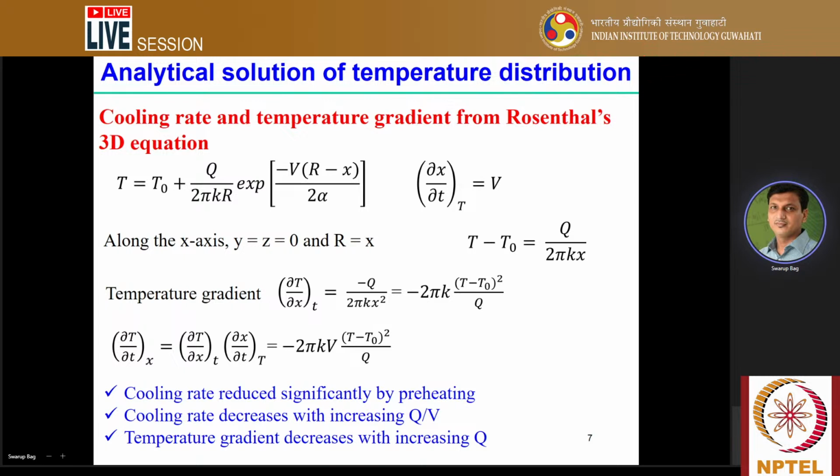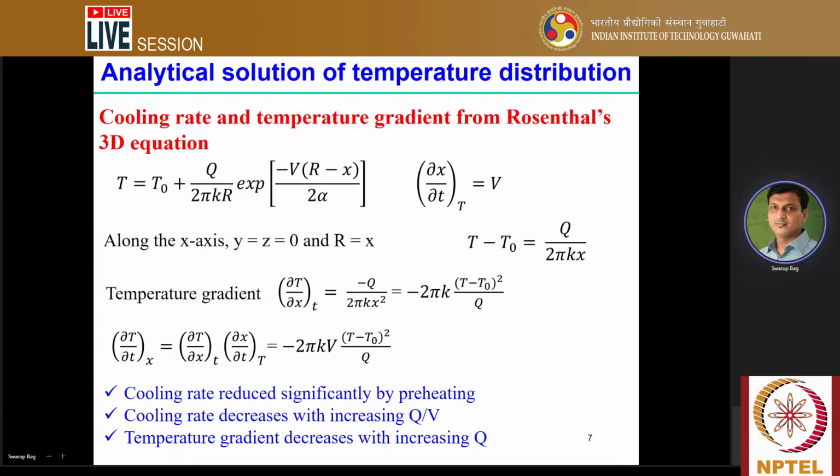So by modulating the T0 value, we can take care of the preheating effect in this equation. If T0 is very high, then preheating is there, so the gap T minus T0 reduces. Once it reduces, the cooling rate reduces if there is a significant amount of preheating, keeping other parameters constant.